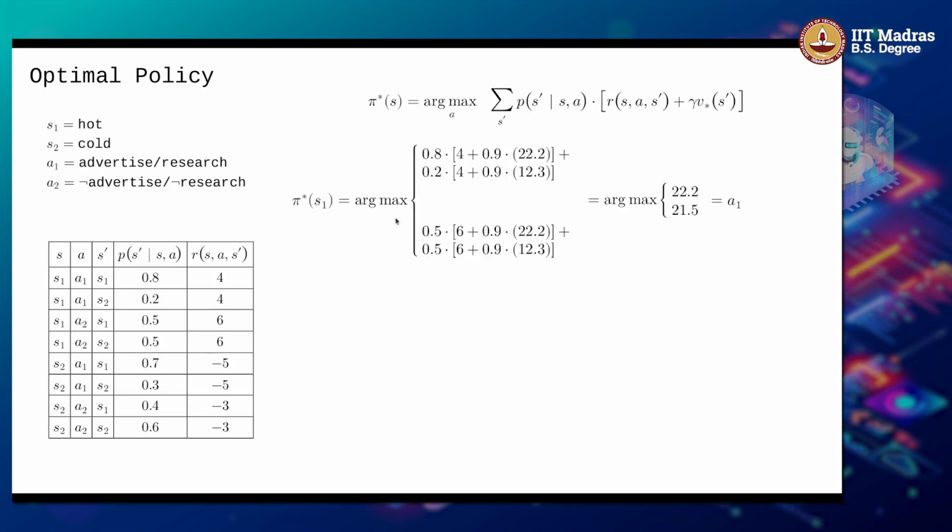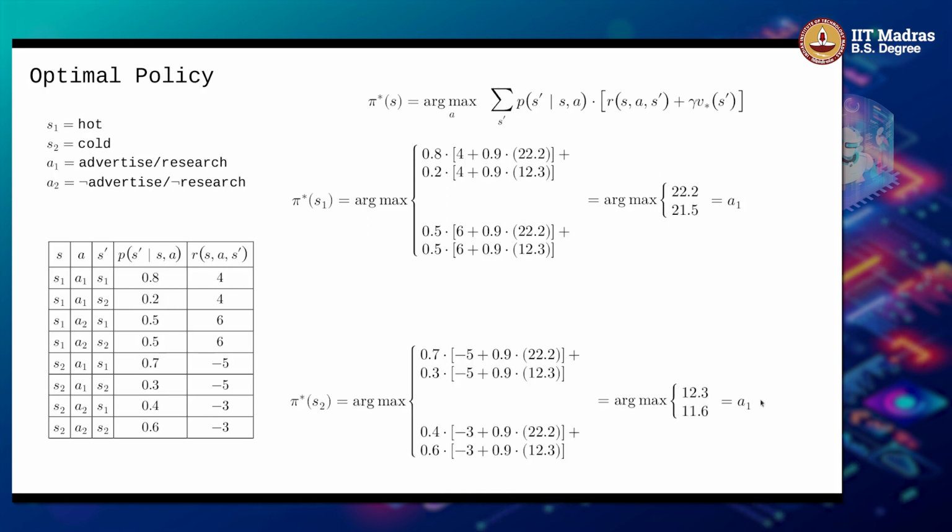Pi star of S1 will be argmax over this quantity, which I have just computed. Earlier we were taking max, now we are taking argmax because we need the policy. The first one corresponds to A1, the second one corresponds to A2. So what is the maximizing action? It is A1. If you do it for pi star of S2, you will get that also to be A1.